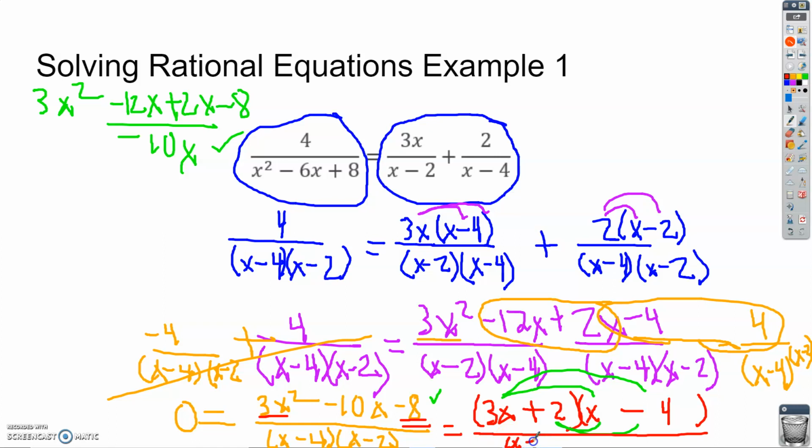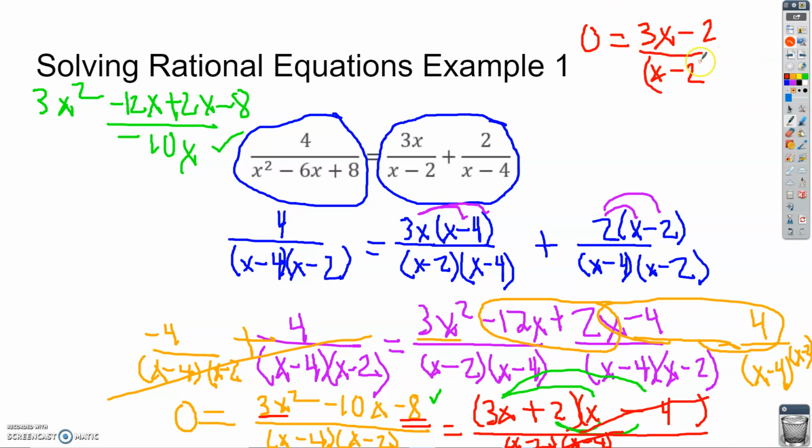So then we have x minus 2, x minus 4. And then since we're multiplying, x minus 4 and x minus 4 will cancel out. So we have 0 equals 3x minus 2 over x minus 2. And now we're just going to solve for x. That is our whole goal.